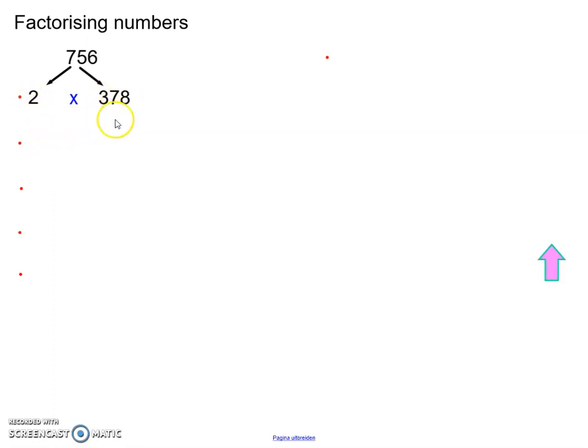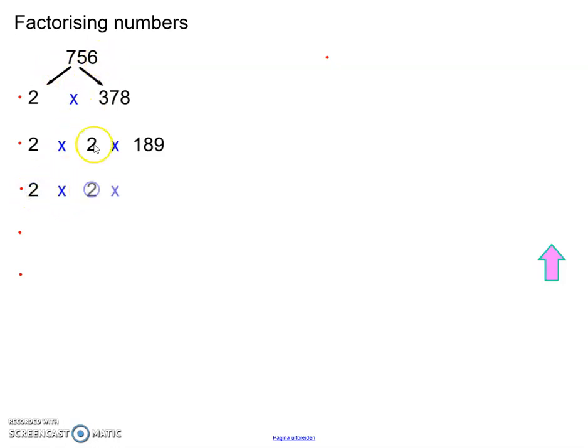But we really want as many factors as possible. So I'm going to do the same thing, but now I'm going to look at this number, and the first 2, I copy it. So then I look at this number, and again I'm going to look if it's possible to divide it by 2. And the answer is yes. So now I have 3 factors. 2 times 2 times 189 is still 756.